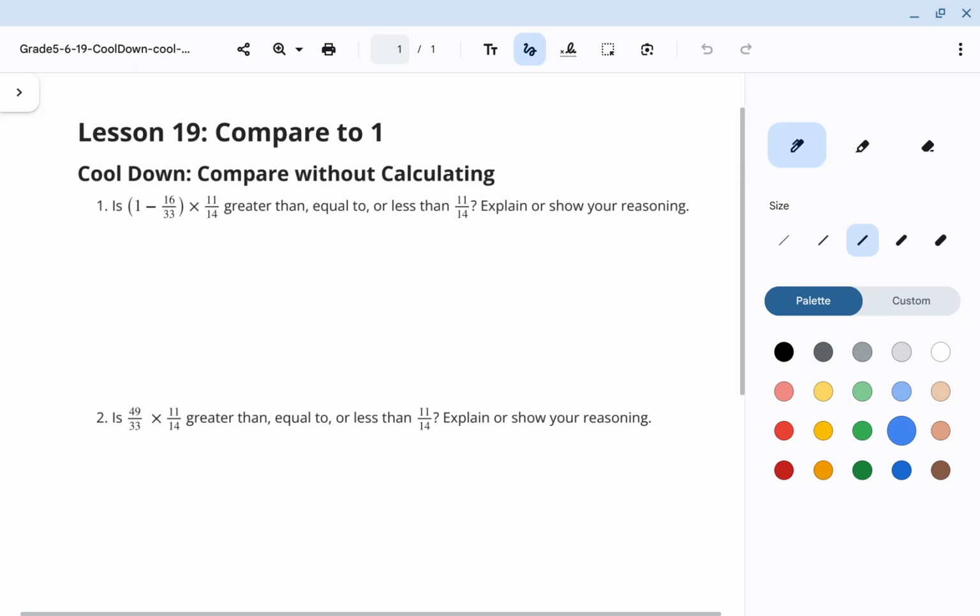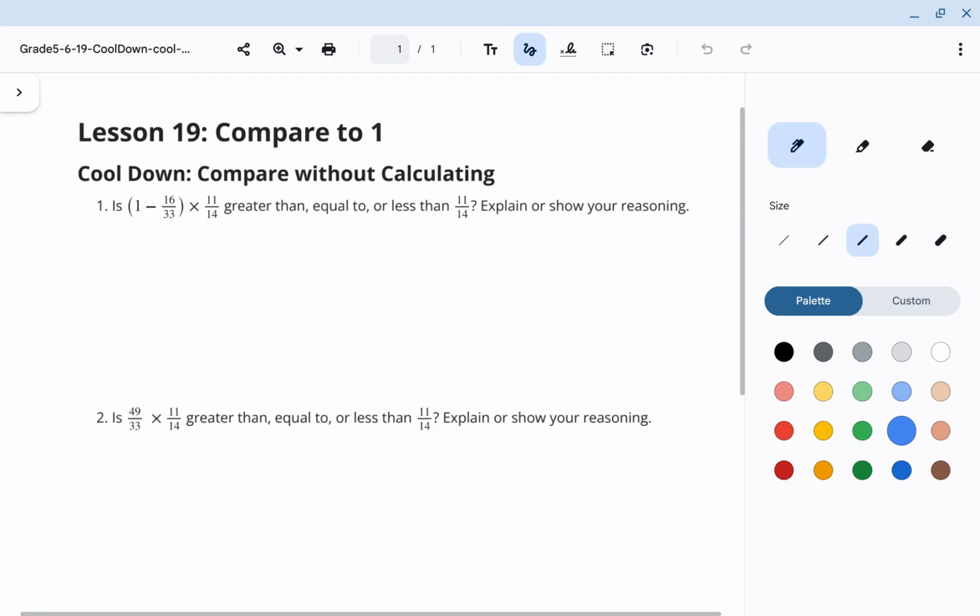This cool down is titled Compare Without Calculating. Number 1 is 1 minus 16/33 times 11/14 greater than, equal to, or less than 11/14. Explain or show your reasoning.